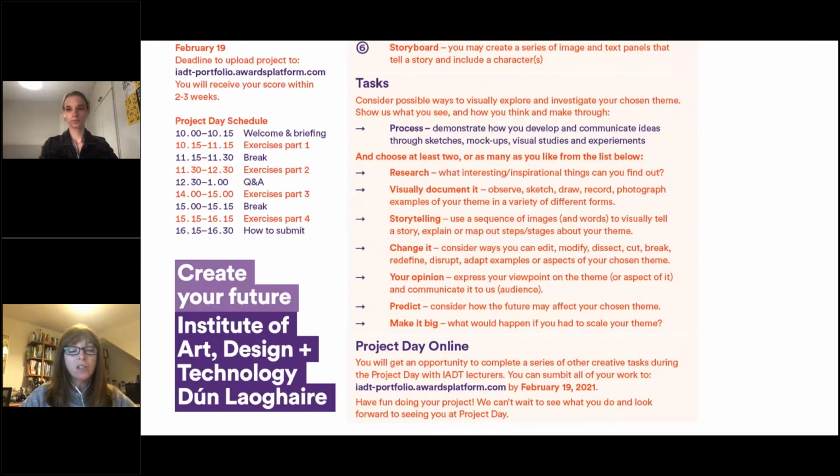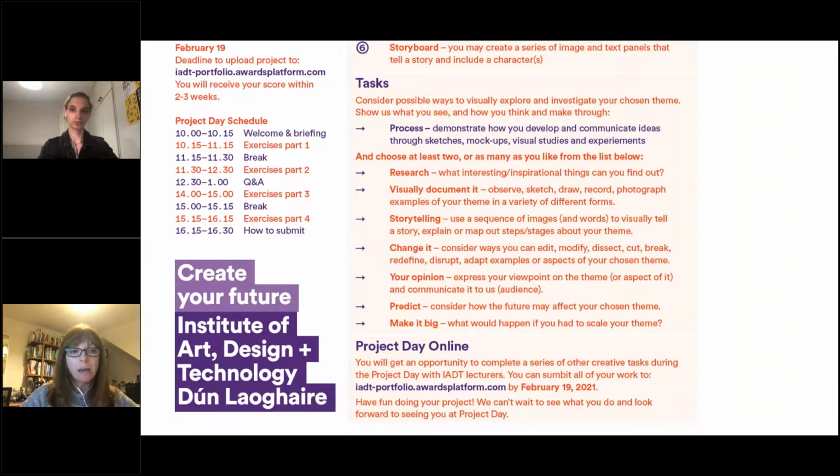Okay, and then just to say that, as I say, the deadline is the 19th of February. You can upload your project work to idt-portfolio.awardsplatform.com, and that's on the website. The link will be there when you register. You'll receive your score within 2 to 3 weeks.